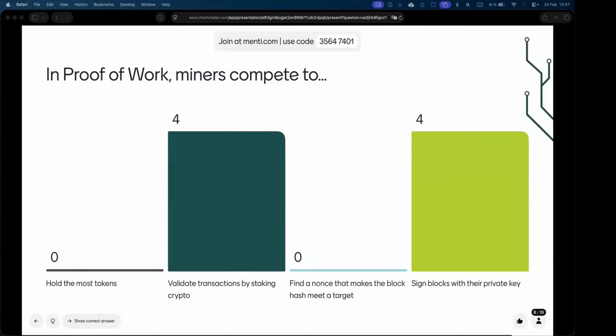So this one, validate transactions by staking crypto. It's called proof of stake. In a proof of stake system, you become chosen to validate something because you staked crypto, right? In proof of work, it's different. It's not this one. Obviously, it's not this one. It's like a stupid destructor. Sign blocks with the private key. Private key of what?